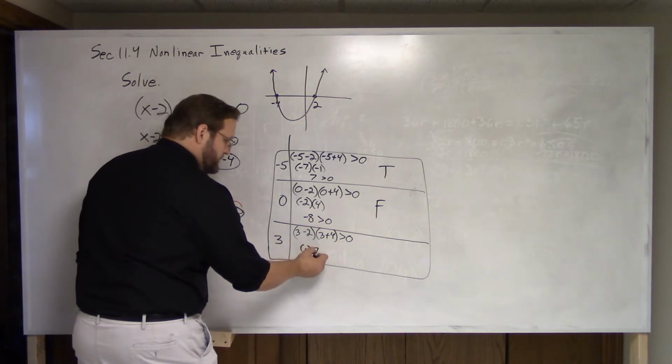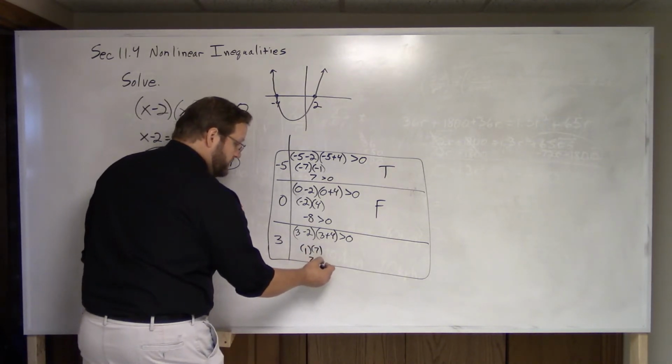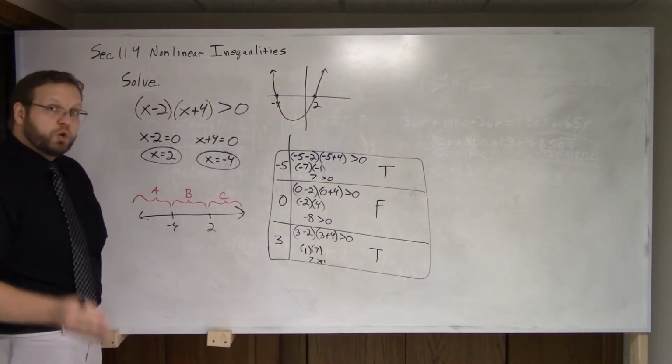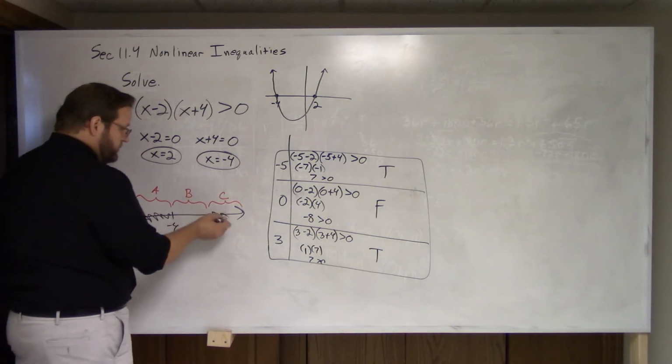3 plus 4 is 7. 1 times 7 is 7. Is 7 bigger than 0? Yes. Okay? So what I found was that this region was true, and this region was true.